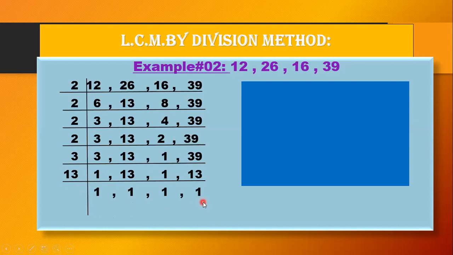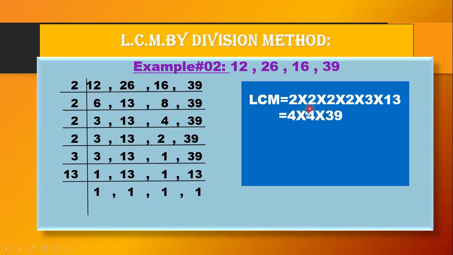So what will be the next step here? We have to find the LCM, so we have to multiply all these prime factors. So what are the prime factors here? 2 multiplied by 2, multiplied by 2, multiplied by 2, multiplied by 3, and multiplied by 13. Now multiply all these numbers, so you will get 4 multiplied by 4 multiplied by 39. In the next step, 16 multiplied by 39. So you will get here 624.